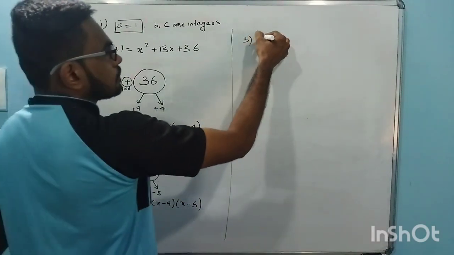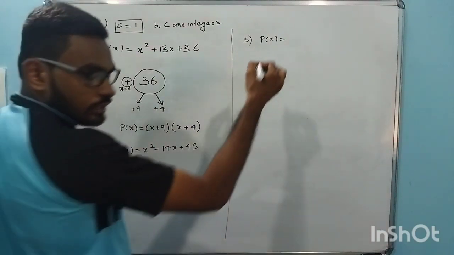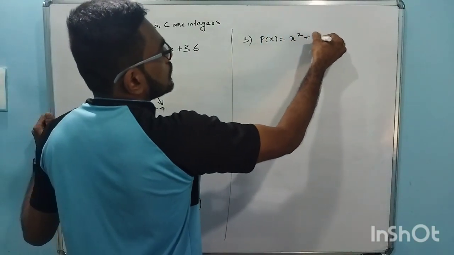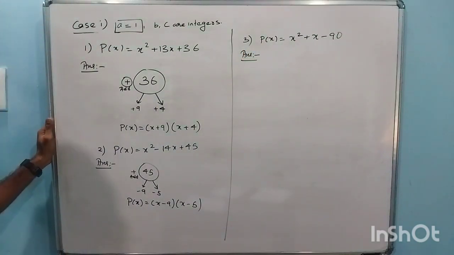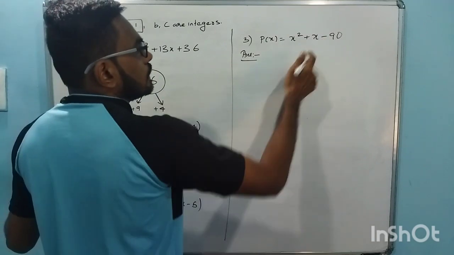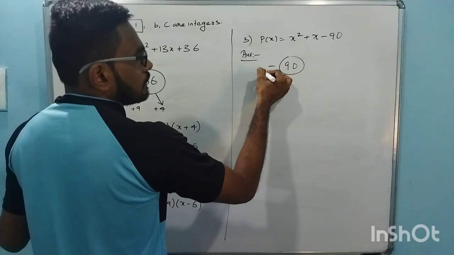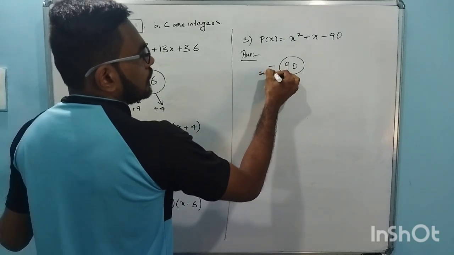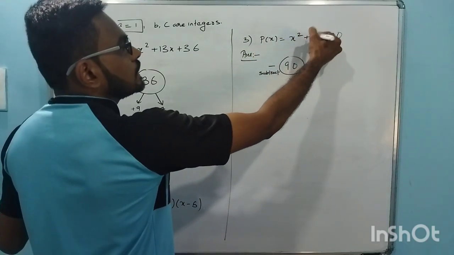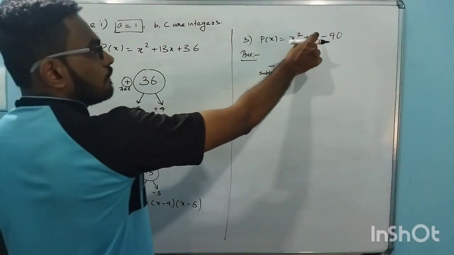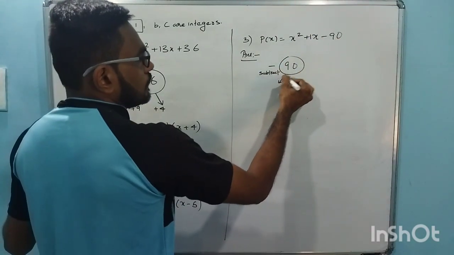Okay, now third example, p of x equal to x square plus x minus 90. Okay, so in this case there is minus here. So I'll just write here 90, and this is minus here, so I'll just write minus, means subtract. That means what? If we subtract, we should get this coefficient of x, which is 1. If we subtract, we should get 1, and if we multiply, we should get 90. Such two numbers you have to find.